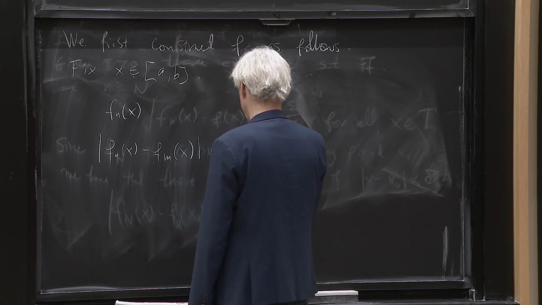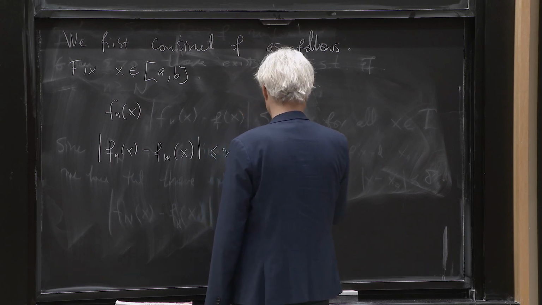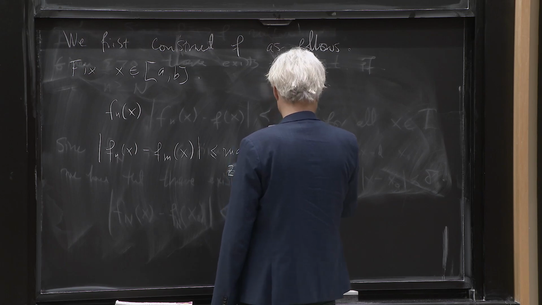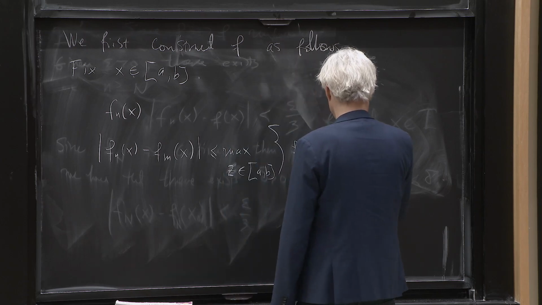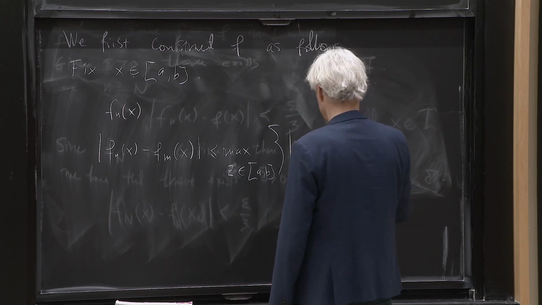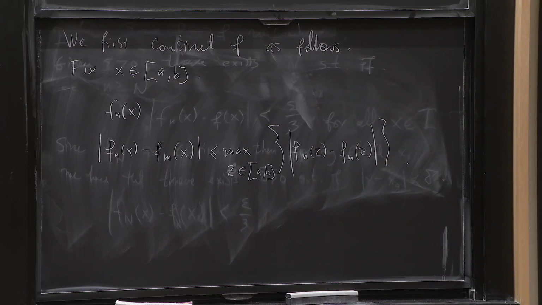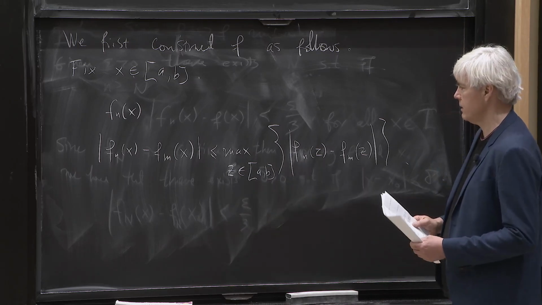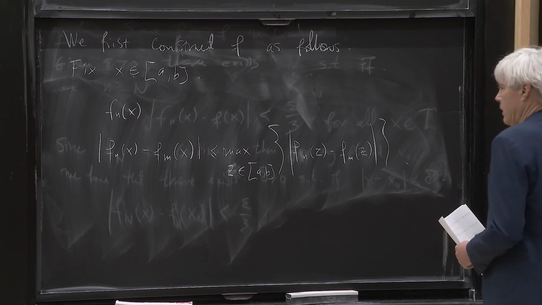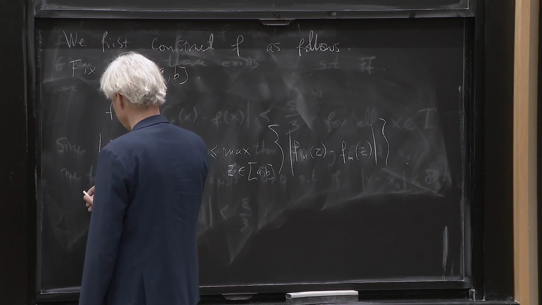is less than or equal to the max over all z in the interval of fn of z minus fm of z. Because of course, in particular, if z was x, you have clearly this.